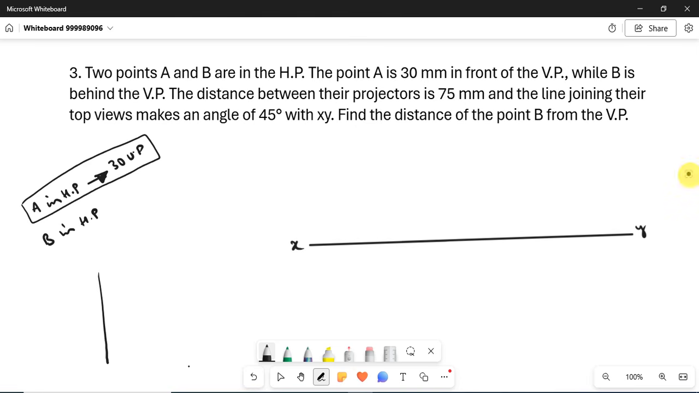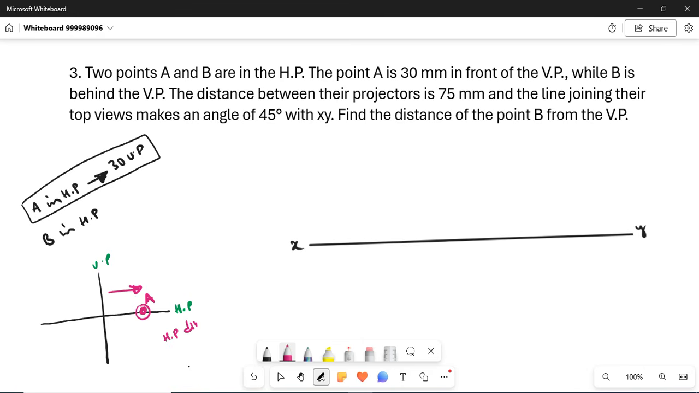So if you take these, these are the four quadrants. The point A is in the HP and in front of VP. So it must be in front of VP, but on the HP. This is the horizontal plane. This is the vertical plane. He mentioned clearly the point A is on HP, but it is in front of VP. But it is on HP. That is, the HP distance is 0.